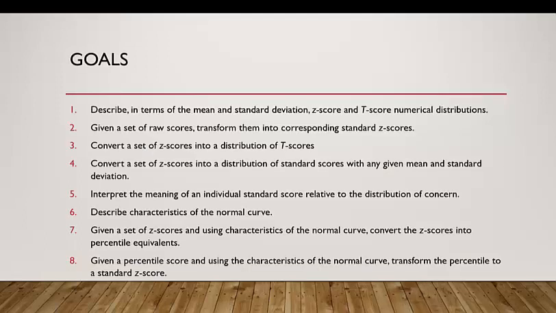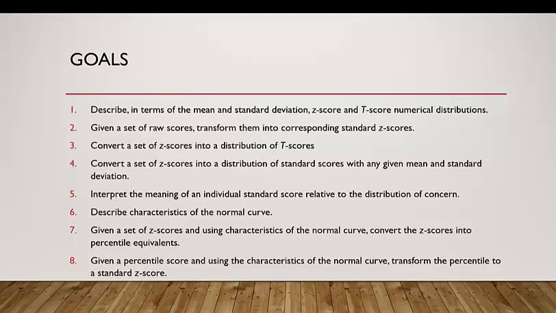Number 1, describe in terms of the mean and standard deviation, z-score and t-score numerical distributions. Given a set of raw scores, transform them into corresponding z-scores. Convert a set of z-scores into a distribution of t-scores. Convert a set of z-scores into a distribution of standard scores with any given mean and standard deviation. We're not going to stress that one very much, but it can be done.